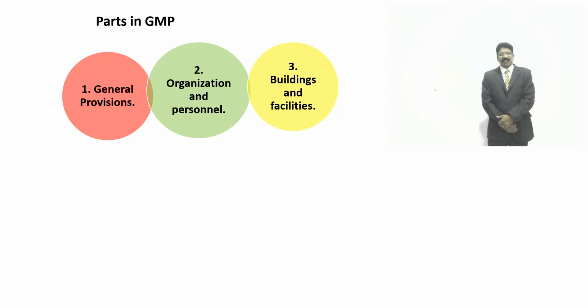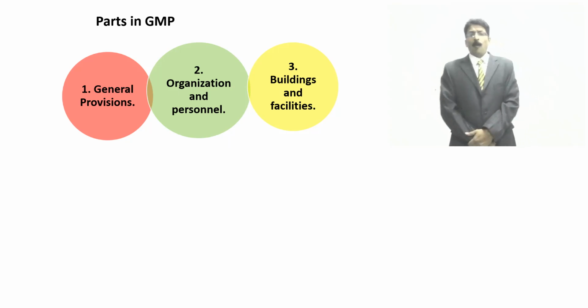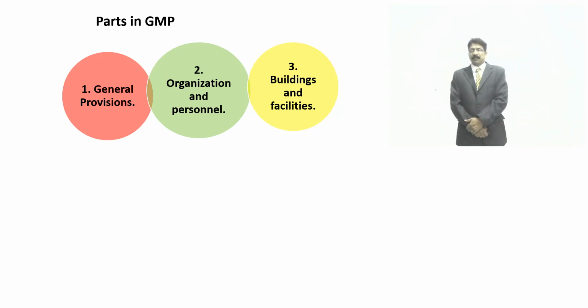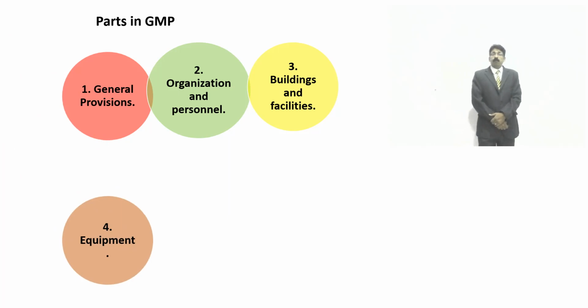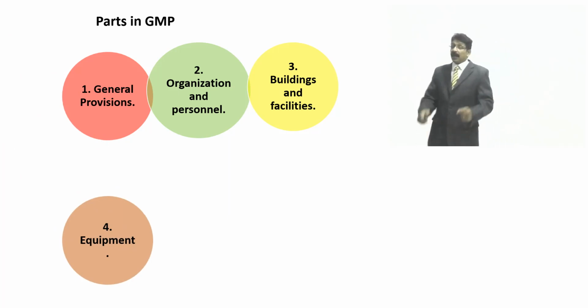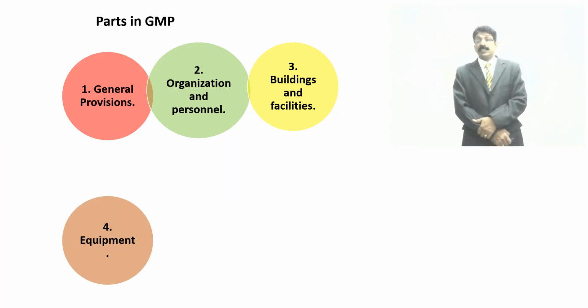If they want to have an herbal production, what all the things, the building specification and facilities, come in the 3rd point. And number 4, equipments. What all the equipments are needed according to the procedure, what you are going to manufacture. What is the product you are going to manufacture.